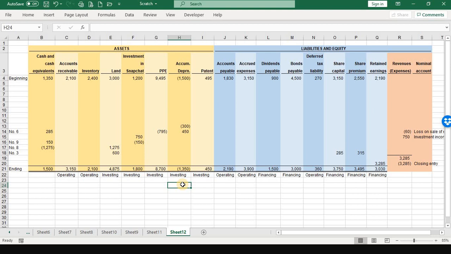Of course, the most common transaction is to record the depreciation expense. So this means that the 300 credit to accumulated depreciation is the depreciation expense. So the entry would be debit depreciation expense for 300 pesos and credit accumulated depreciation. Now let's proceed to patent. The patent has a beginning balance of 495 and an ending balance of 450.